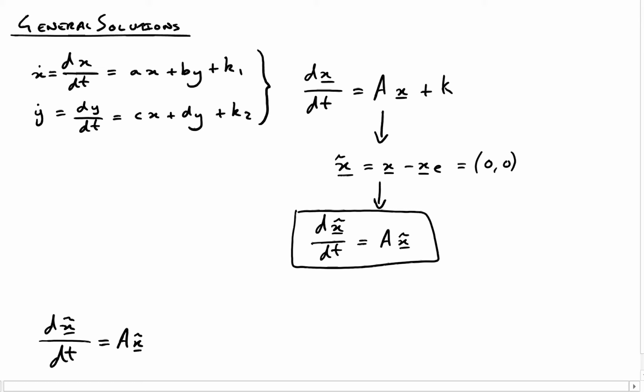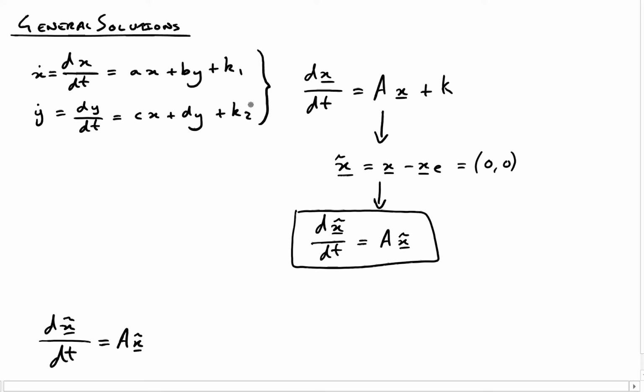Recall that in the last video, we set up a system of linear equations. So we had dx/dt, which we can denote by dot, for convenience. We had dx/dt given by this linear combination of x and y: ax + by + k1. And then dy/dt is this linear combination, cx + dy + k2. So this is just a linear combination.